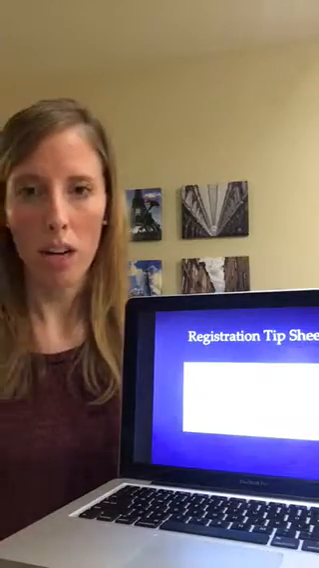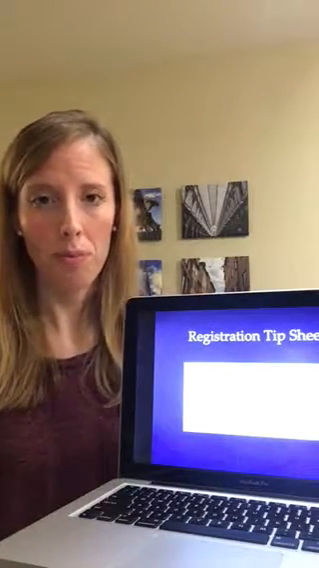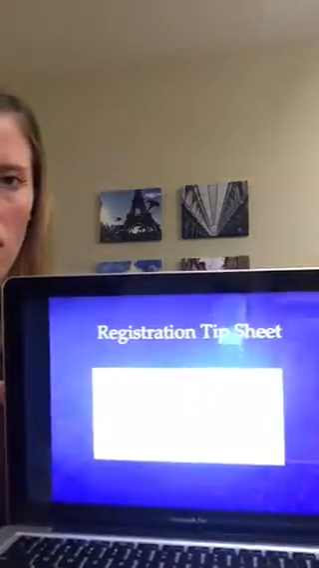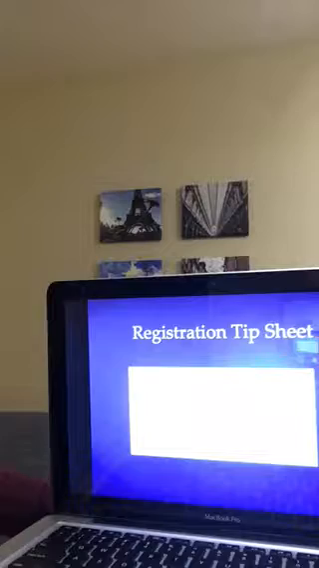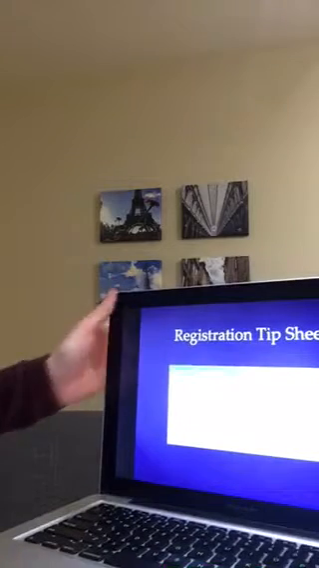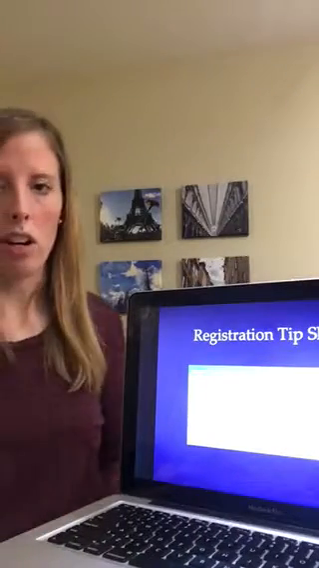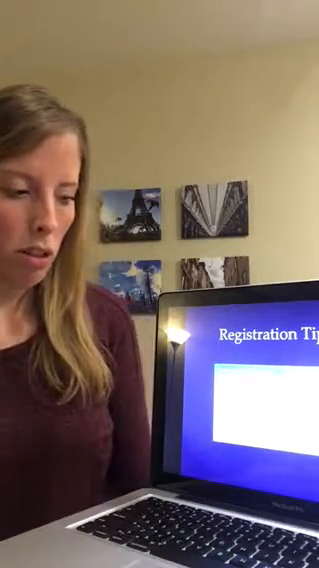A huge part of my project is providing this educational course for the registrars. This is an example of the registration tip sheet that I will provide for registration. It includes the name of an x-ray exam and the number of views. For example, for chest x-rays, there are many different ways to put in chest x-rays depending on the order. Sometimes it says CXR, chest x-ray 1 view, 2 views, or chest x-ray for TB screening.